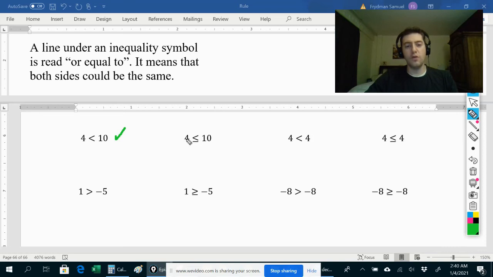This one says 4 is less than or equal to 10. Well, is 4 equal to 10? No, it's not. But is 4 less than 10? Yes, it is. So if either one of these things is true, then we can say the statement is true.